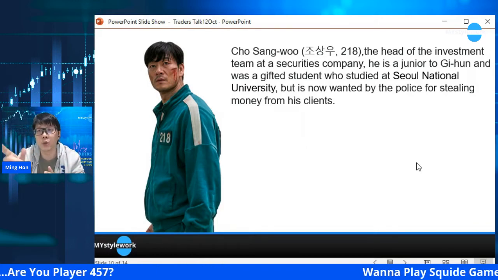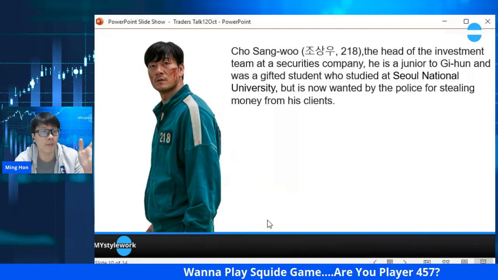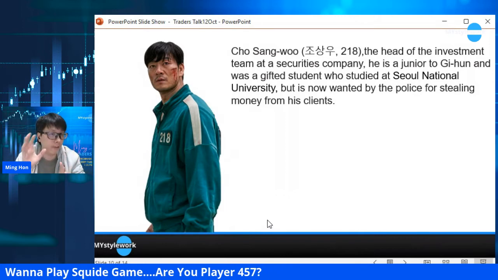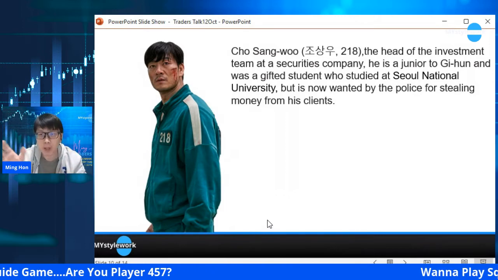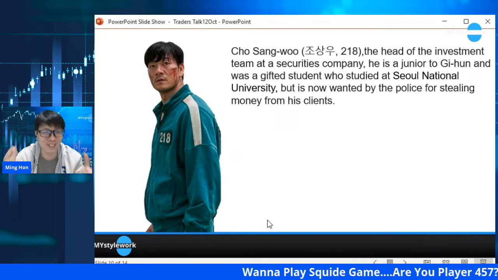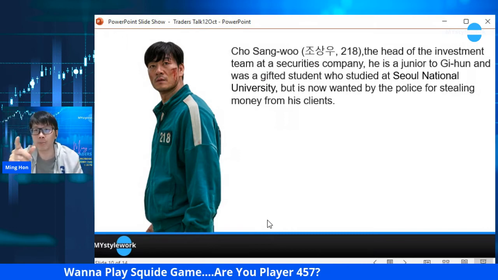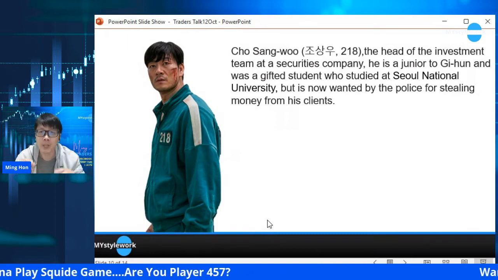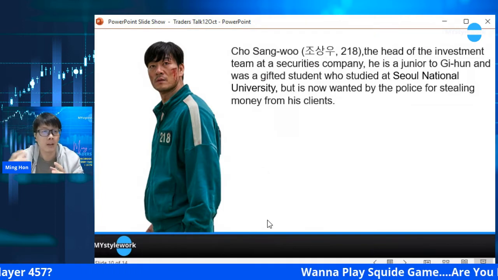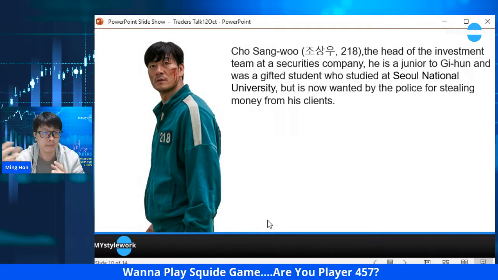And he is a junior. That means he studied with the other guy earlier, player 456. He studied together, but he's a gifted student, very smart. Went to university, just like me, went to university. I'm not so smart lah. He's smarter because he works in the investment bank or securities company. So then what he did was he embezzled money from clients, and he used this money to trade.